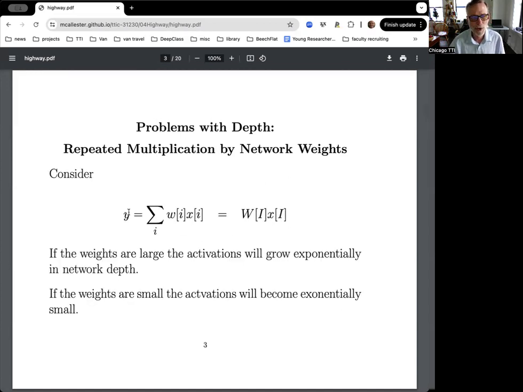Now, it's also a problem if these numbers are too small. If these numbers are smaller than 1 over the square root of n, then every time we go through a layer, our values are getting smaller, and they're getting exponentially smaller as we go up through this. So as the values get smaller, that's going to cause the gradients coming the other way to also get smaller. And again, we get vanishing gradients.